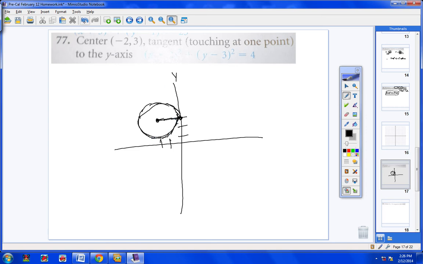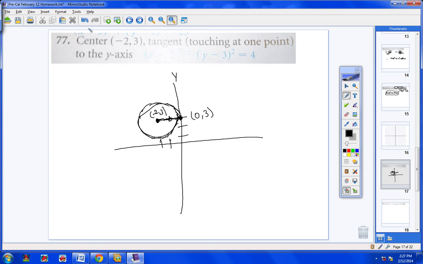Now, can you think about this for a second, please? If this is -2, 3, and you go straight across to the right, what's this ordered pair right here called? Well, that's obviously 0, 3. Well, students, I don't need to use the distance formula to find the radius. If it's a perfectly horizontal line, I can just count the spaces. I'm going from here to here. That's 1, 2 spaces. So the radius has a length of 2.